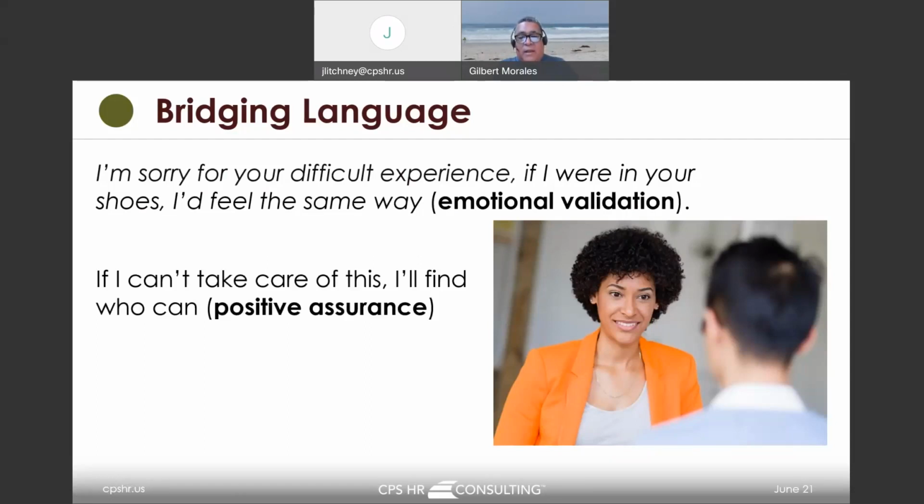I'm not going to leave you hanging. I'm not going to put you on hold. Or I'm not just going to transfer you to somebody. I'm going to find out who can. This is positive assurance. What this does is it breaks down the barriers.